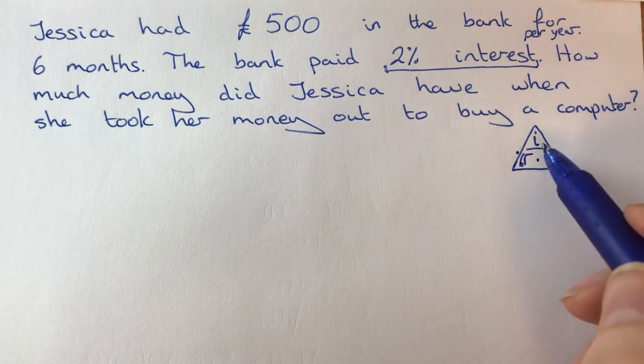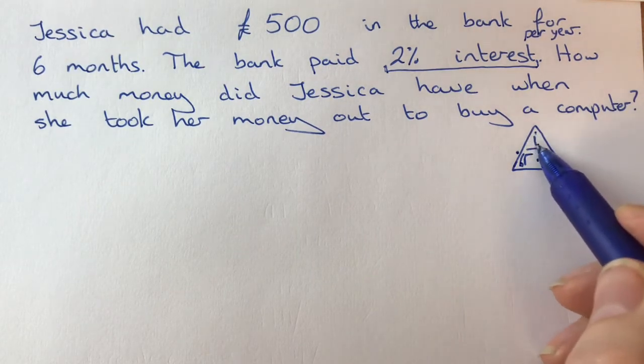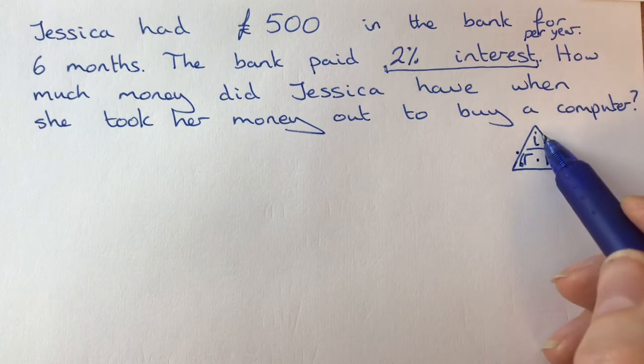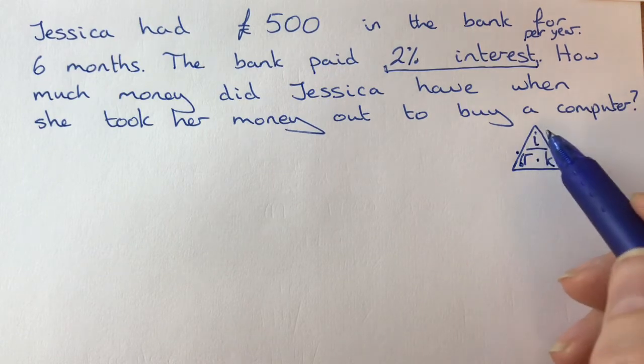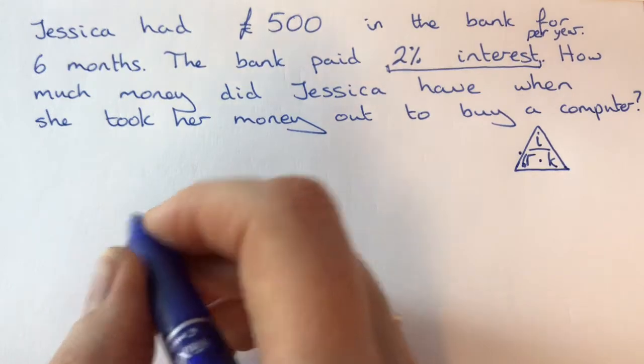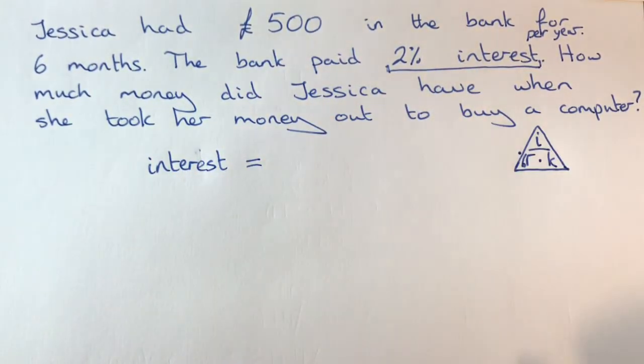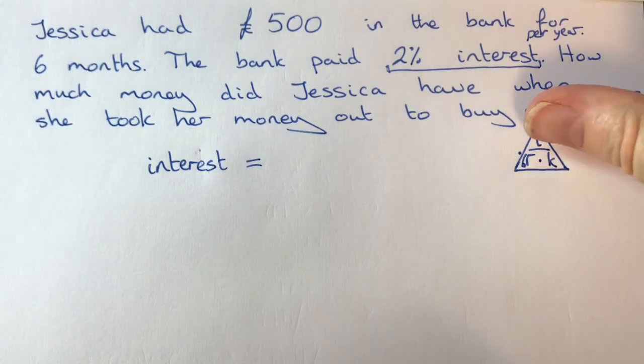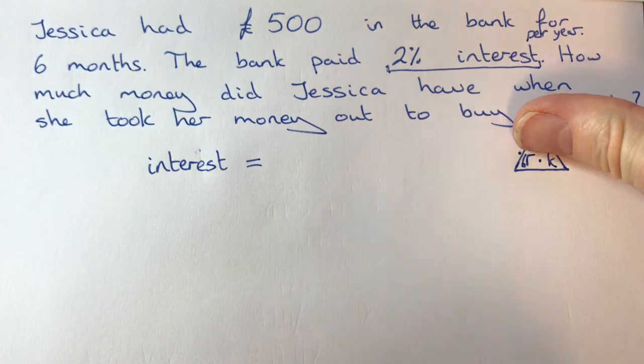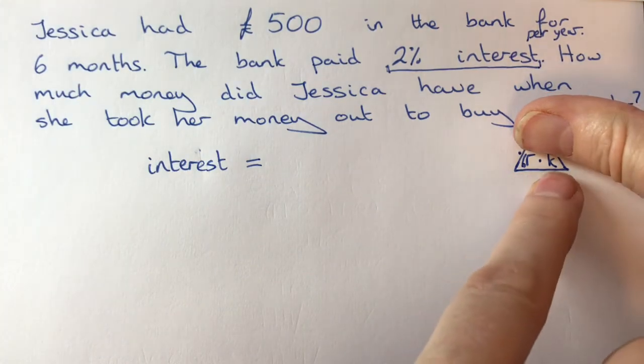Well, we know that I is the amount of interest we're going to get, and that's what we're actually trying to work out, the amount of money that the bank is going to pay her. So we're trying to work out how much interest she's going to get, so we cover over interest with our thumb, and then we realise it's the interest rate multiplied by the capital.